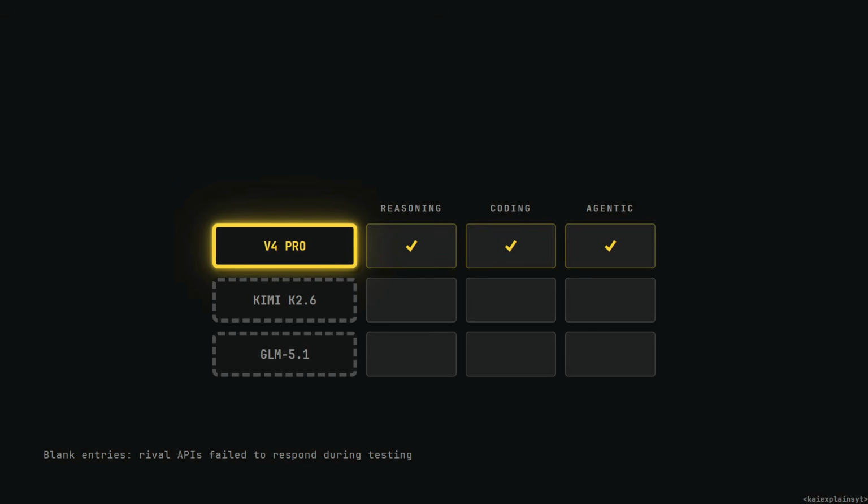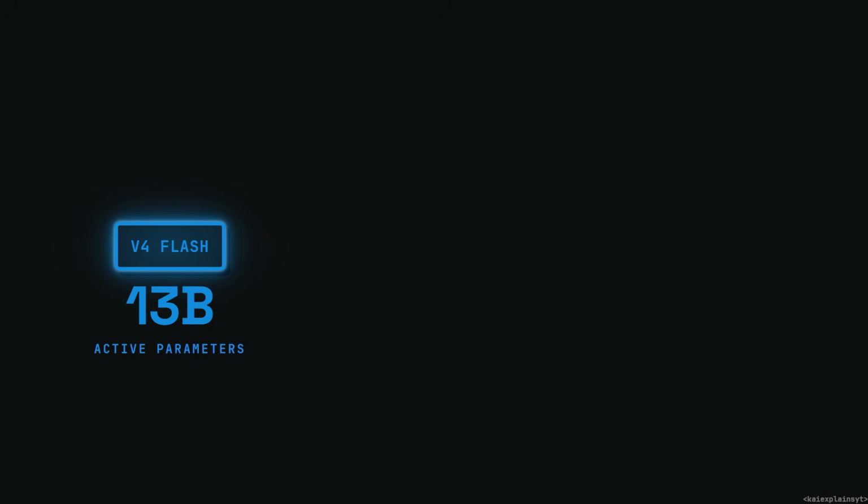There's one small detail in the paper that says something about where the real demand is. When they benchmarked against Kimi K2.6 and GLM 5.1, some comparison entries are blank because those models' APIs were too overloaded to return responses during testing. Most of the coverage I've seen went to the benchmarks and the pricing. The part I think is underrated is Flash.